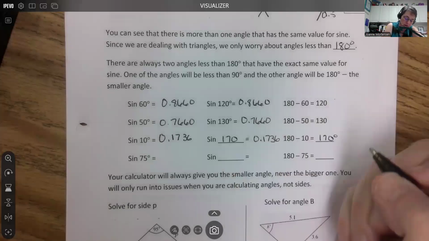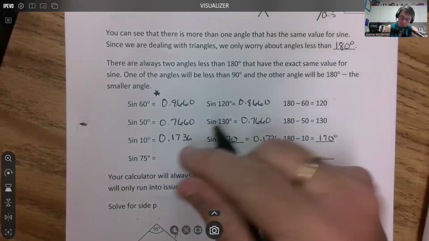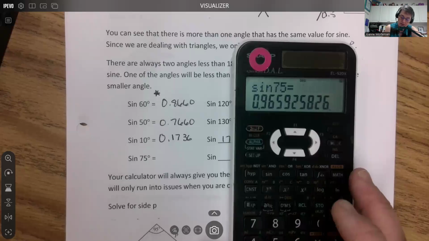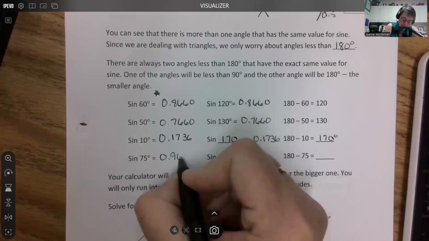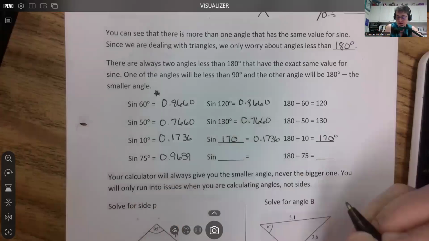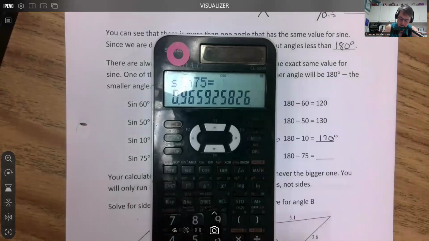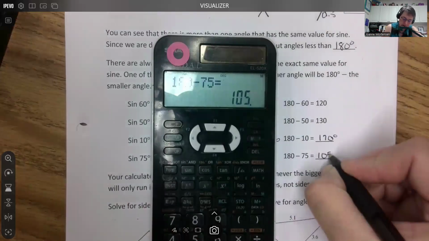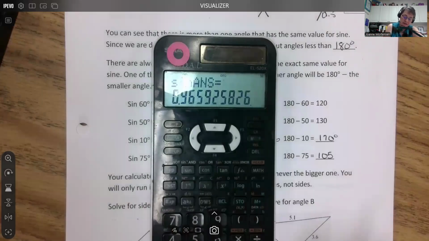But again, remember, your calculator is only ever going to give you this row. 0.9659. So for 75, what should be the other angle? 180 minus 75 is 105. So when I do sine of 105, it did work. 0.9659. Yep.